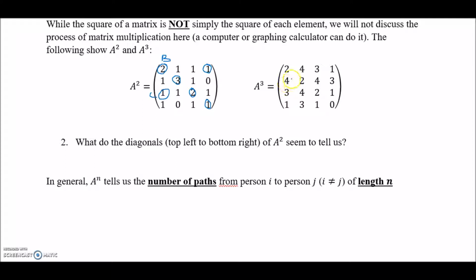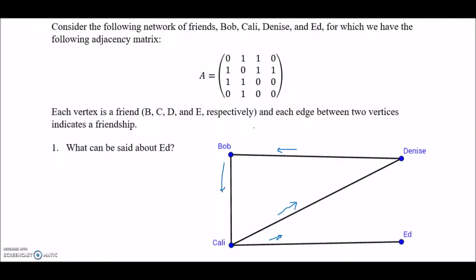A cubed, similar process. Here, for example, this 4 represents Callie to Bob. This tells me that there are 4 different paths to get from Callie to Bob in a path of length 3. Okay, so let's see if we can count those. Callie to Bob, you can get there by going Callie to Bob to Denise back to Bob.